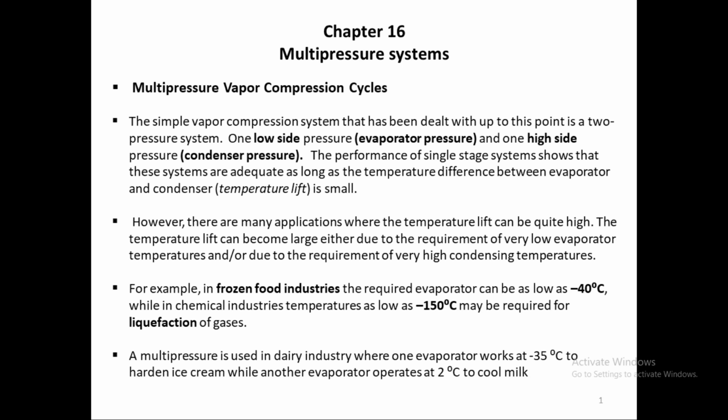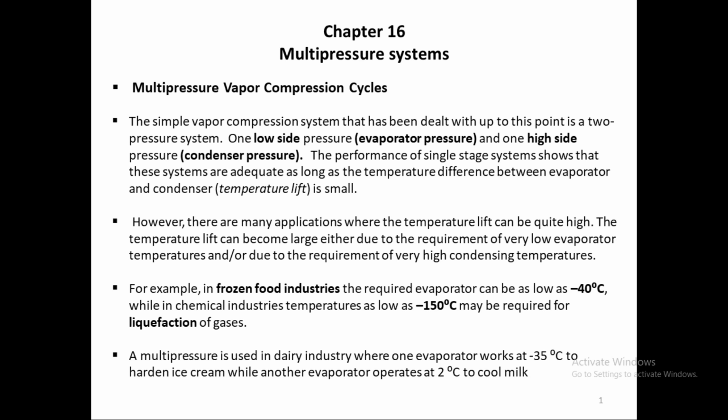But what if we need a higher temperature lift, of the range of minus 40 degrees, or maybe in a chemical industry where cryogenics is being produced or liquefaction of gases is required, where the lower temperature required may be minus 150 degrees centigrade? Then how can we utilize this vapor compression system, or what modification do we have to make to achieve such a large temperature lift?